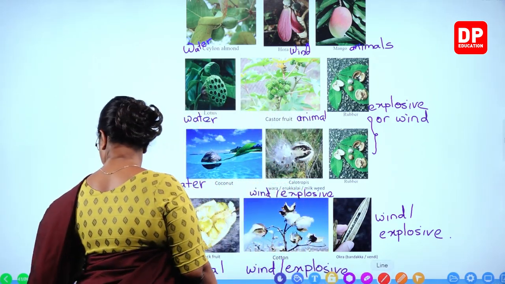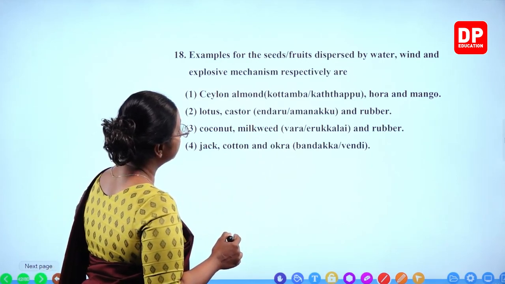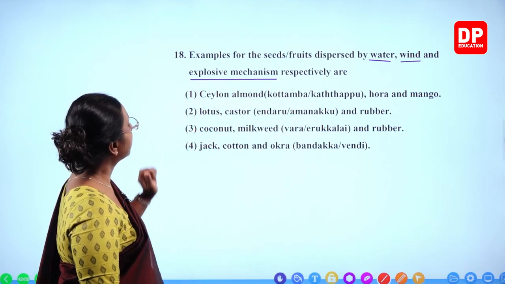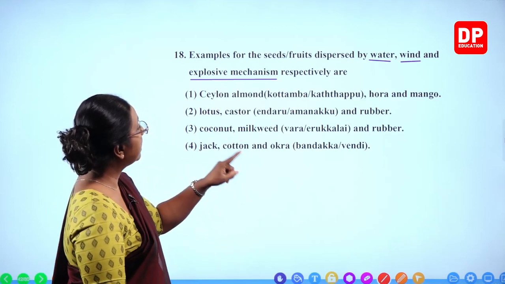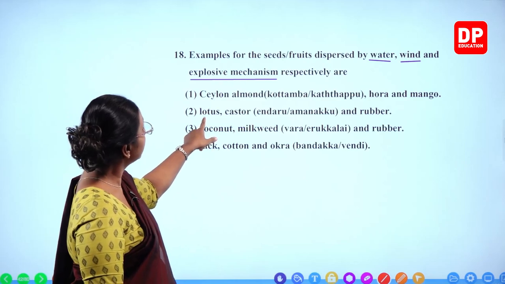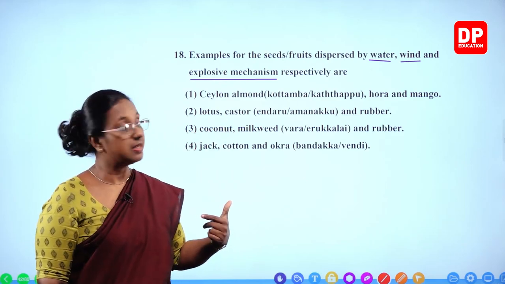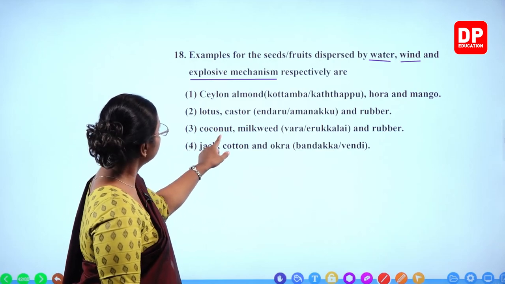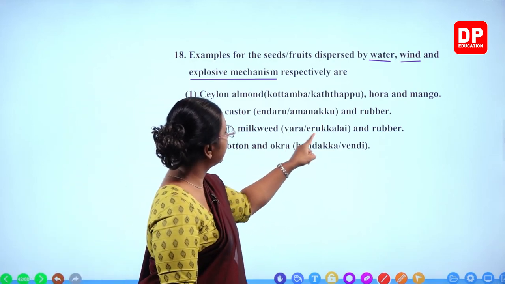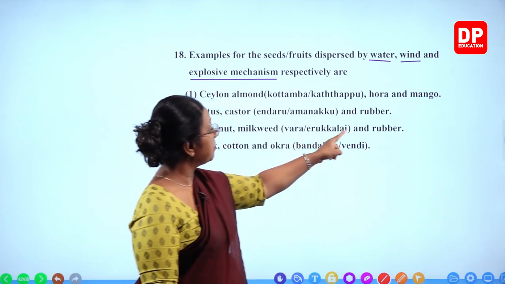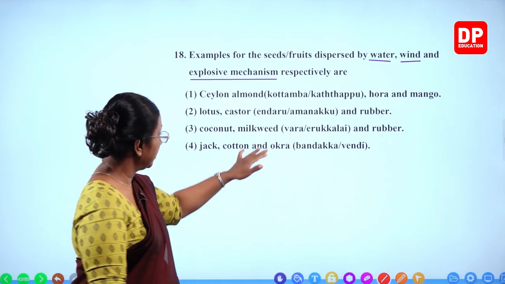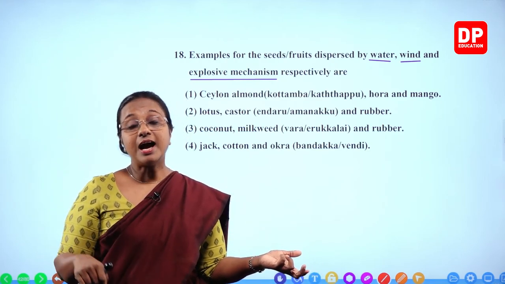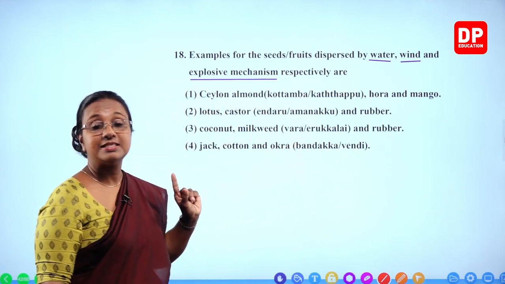Now, if we look at the answers, seeds and fruits disperse by water, wind and explosive mechanism. Ceylon almond, water. Horo by wind and mango, animal. No. Then lotus, water. Castor, animal. Rubber, explosive mechanism, but not the correct combination. Then third one, coconut, yes, water. Milkweed, that is vara or irukalai, again by wind. And rubber, again by explosive mechanism. So here also there is explosive mechanism, but mainly with the wind, because I told you all it has that hair-like structure, that is milkweed. So the third answer is the correct combination.